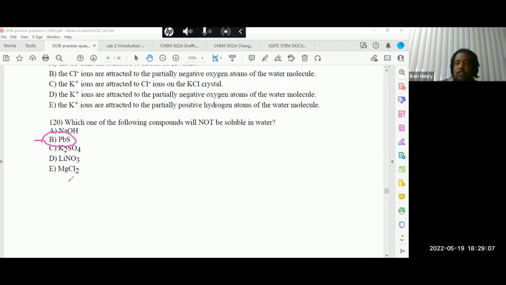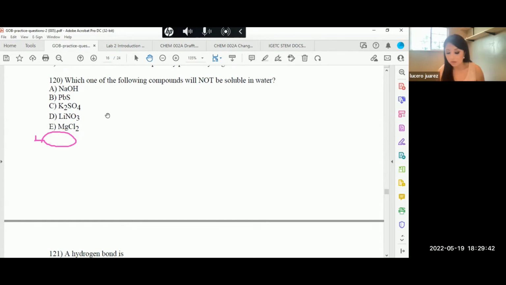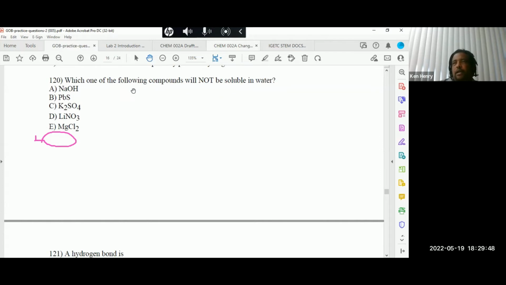Although we do have magnesium, magnesium does dissolve in chloride. When we put magnesium chloride in water, it breaks down. Anything in group 1, well, mainly group 1, will always be soluble. Anything with chlorine is going to be soluble, except for certain transition metals like silver and cadmium.